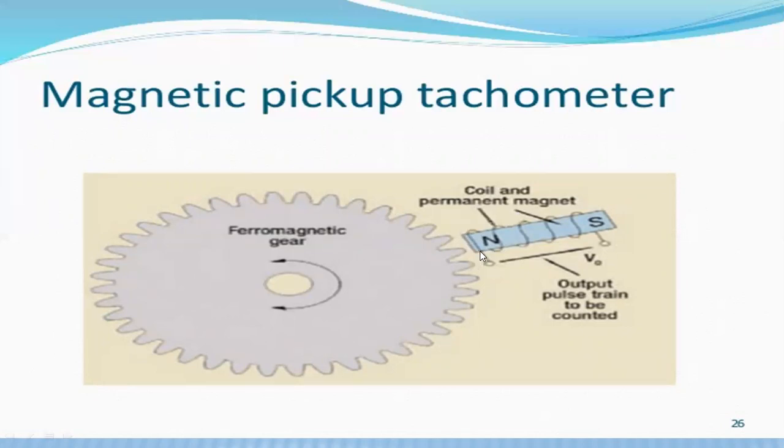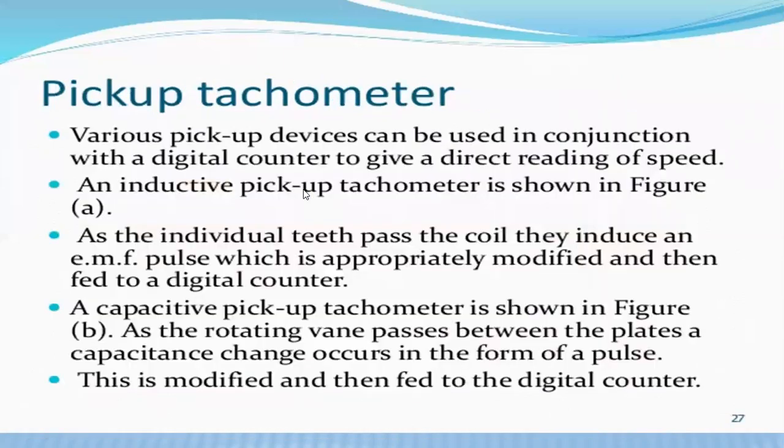As the ferromagnetic gear rotates, it senses the speed of that gear, and the coil develops a voltage. The coil develops the voltage according to the ferromagnetic gear, so that voltage is calculated as the speed of the ferromagnetic gear. So that is the working procedure of the magnetic pickup tachometer. And next one, pickup tachometer.